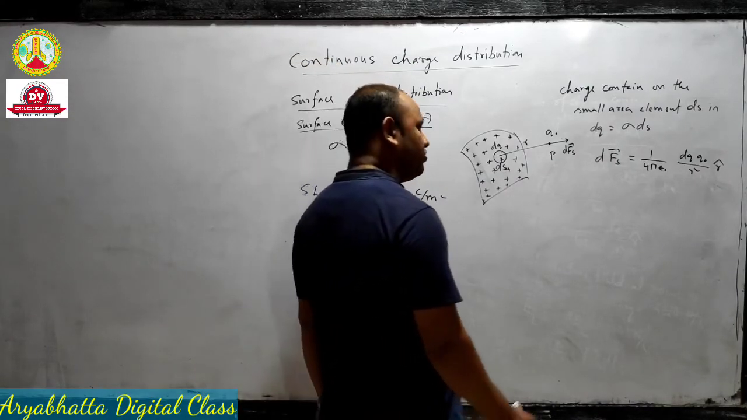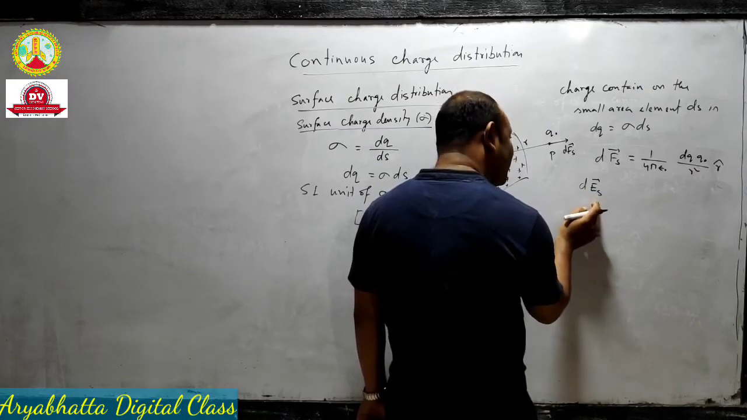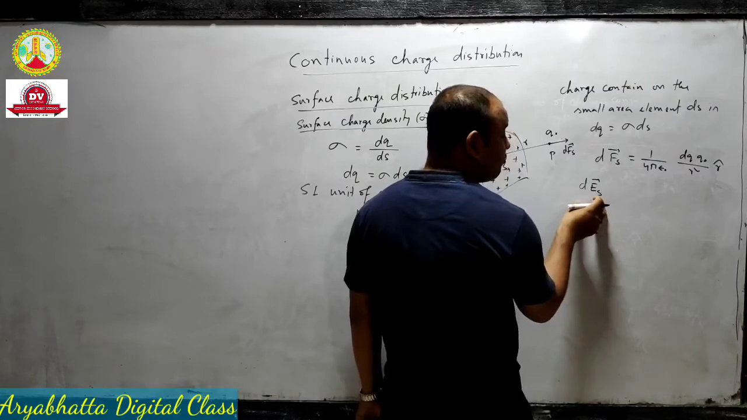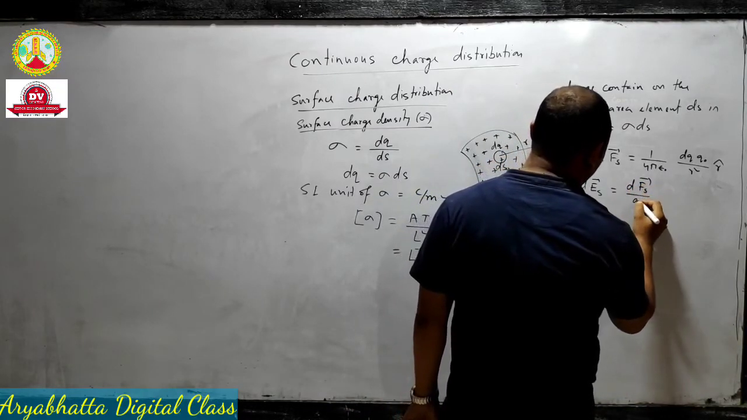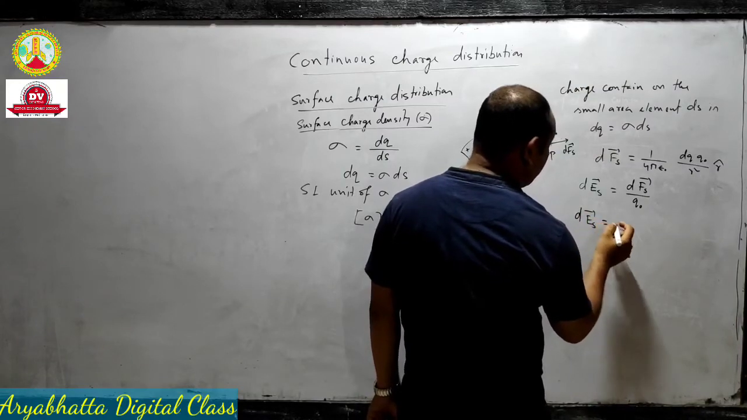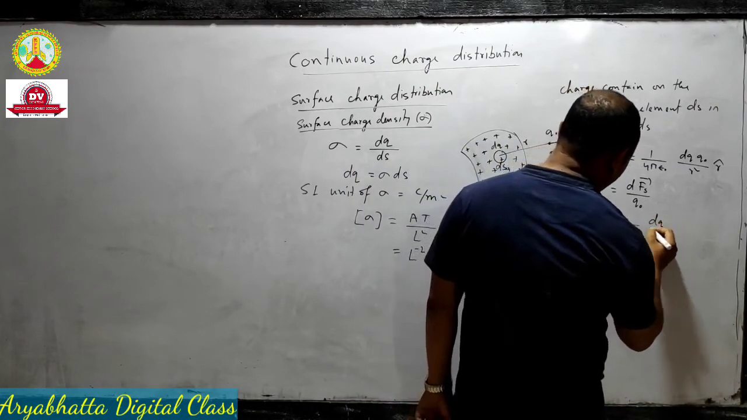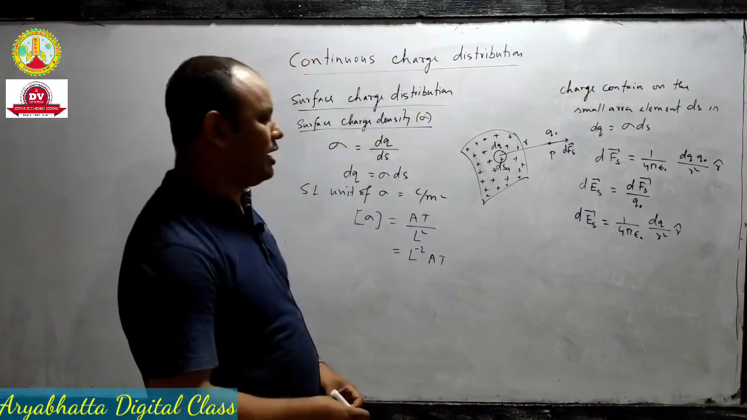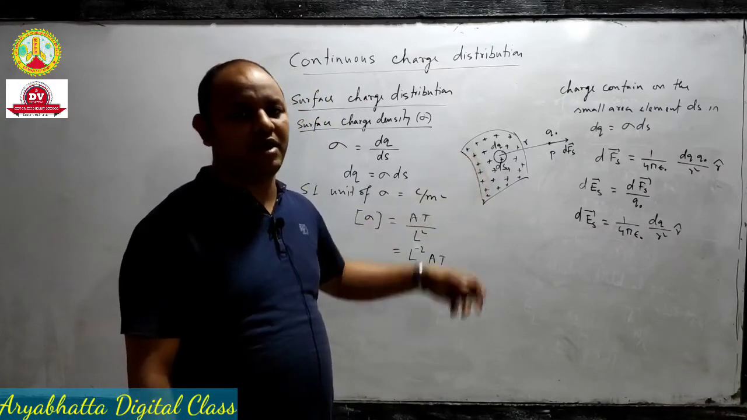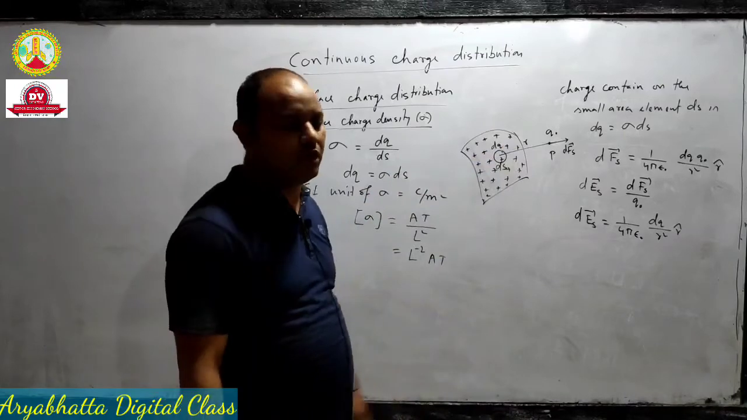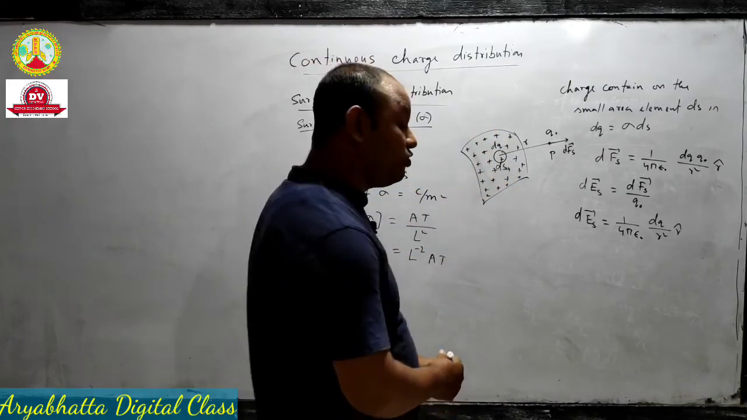Okay, then what is the value of electric field? Electric field at point P will be dEs, meaning electric field at point P due to surface charge distribution, and the value will be very small because we have considered a small amount of charge dq. Okay, dEs will be equal to dFs divided by q naught, which will be equal to 1 by 4 pi epsilon naught dq by r square r cap. So this is the value of electric field at point P due to a small charge dq present in a small area element dS. But we are going to calculate the electric field at point P due to this entire surface charge distribution.